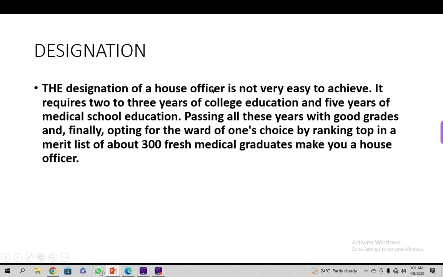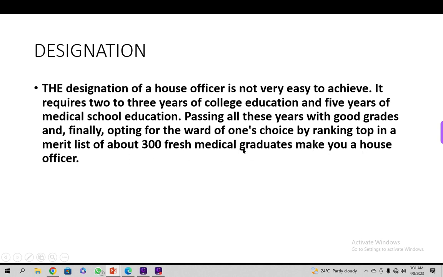What is designation of house officer is not very easy to achieve. It requires 2 to 3 years of the college education and intermediate with matriculation and 5 years of medical school education. Then passing all of these years with the good grades and finally opting for the ward afterwards of one's choice, not one choice, but by ranking top in the merit list of about 300 or more fresh medical graduates make you a house officer.